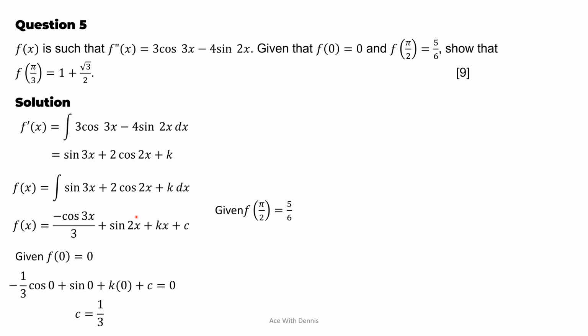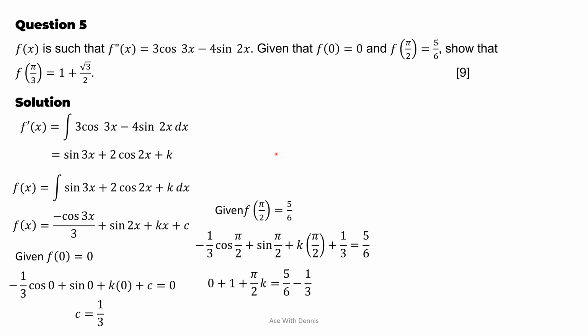We use the second piece of information to find the value of k. Given f(π/2) = π/6, we substitute the values into the equation of f(x) again. We get −1/3 cos π/2 + sin π/2 + k(π/2) + 1/3 = π/6. We solve this equation. We get 0 + 1 + (π/2)k + 1/3 = π/6, and k = 1/π. Therefore, we can rewrite the equation of f(x) to be −1/3 cos 3x + sin 2x + (1/π)x + 1/3.